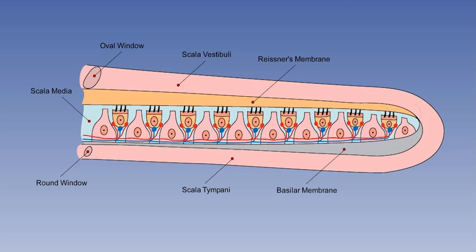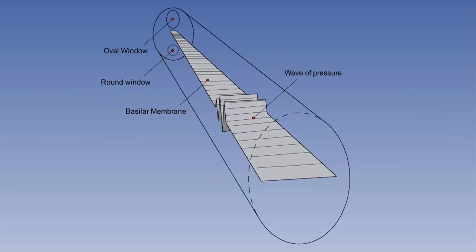Pressure waves entering the oval window move along the scala vestibuli, which causes similar movements in the Reissner's membrane and the basilar membrane. The basilar membrane is internally formed by thin elastic fibres, tensed across the cochlear duct. Nearest the oval window, the fibres are short and thin, but they get progressively longer and thicker further along the membrane.